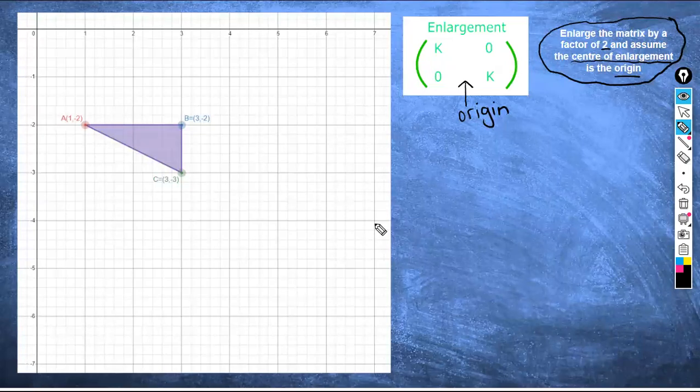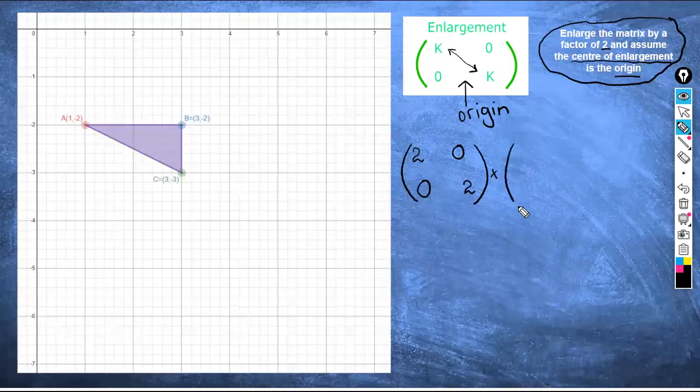So here's how you use this formula. How many times do they want you to enlarge it? By a factor of 2. So you see in the formula, you replace the letter K with 2, as simple as that. So both K's, you replace with 2. If they wanted you to enlarge it by a factor of 5, you would have replaced both K's with 5. And the formula will always have 0 here and 0 here. And all you have to do is take this matrix and multiply it by each point.